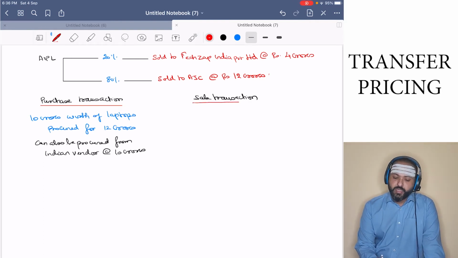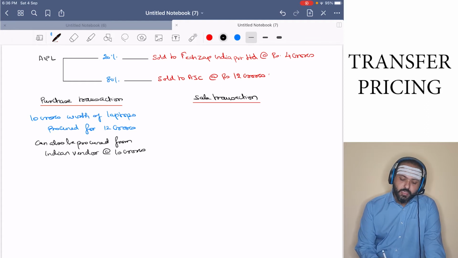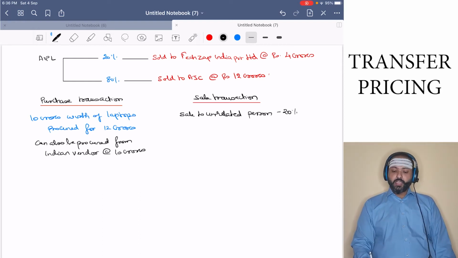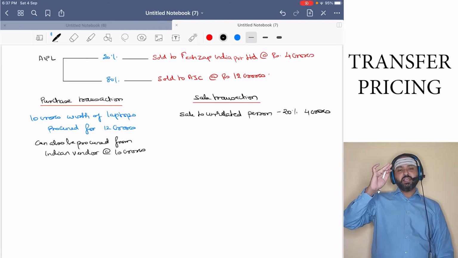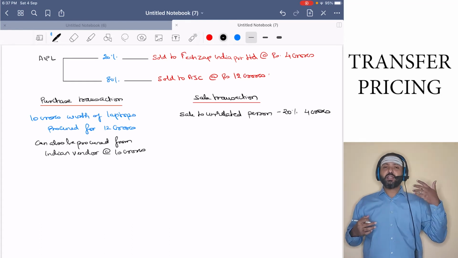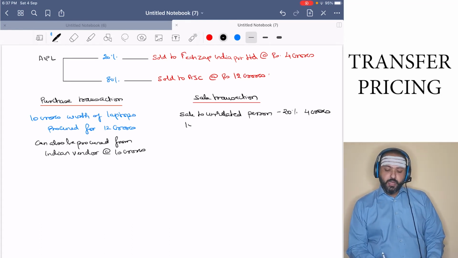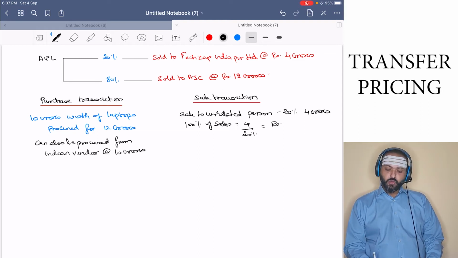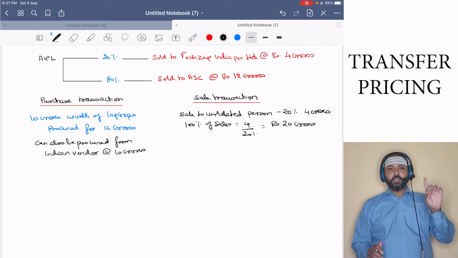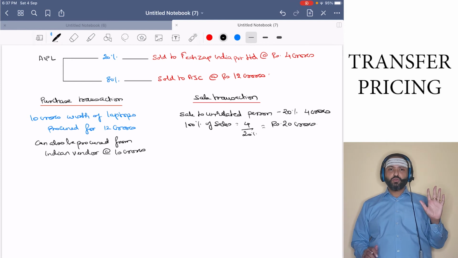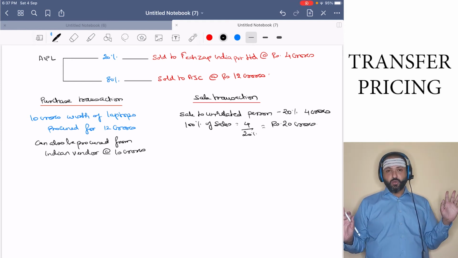Now, what has happened to the sale transaction? Sale to unrelated person is 20% of the output, which has been sold at what rate? It has been sold at 4 crores. So if the same sale is to be extrapolated, what should be the 100% of the sales? 100% of sales should be 4 crores divided by 20%, which is going to be rupees 20 crores. So the total sales of the 100% produce should be 20 crores.